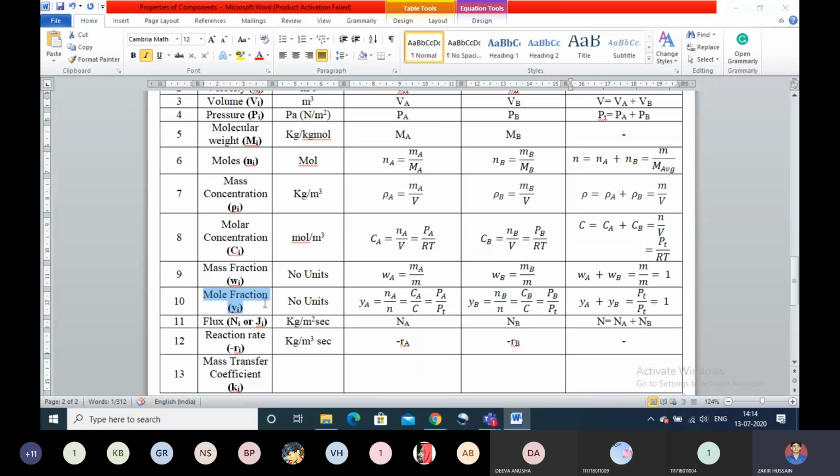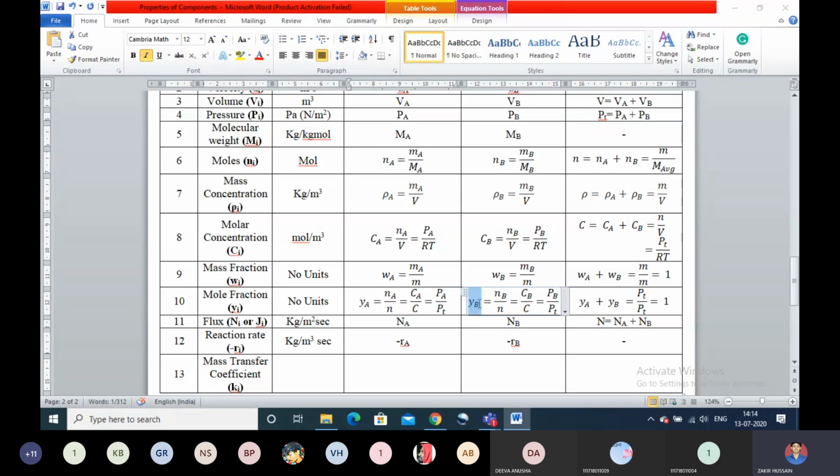Here it will change. In the mole fraction, there are no units. In the gas phase, we denote mole fractions with y; in the liquid phase, we denote mole fraction with x. For component A, small y subscript capital A is equal to individual moles by total moles, the same as for liquids, and individual concentration divided by total concentration. Up to here it is the same as for liquid, but pressures come in whenever gas is present in our system: individual pressure divided by total pressure.